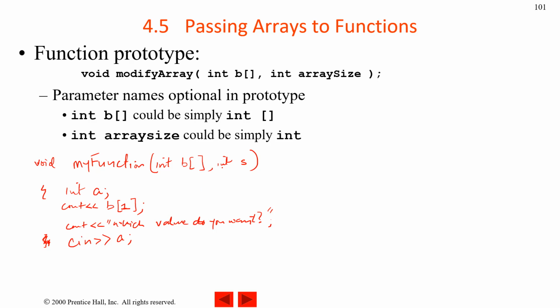Now here I need to be careful that what if the size of the array that was passed to me was 10, but the user says I want to print 20, so user enters 20 and I get 20 in my a. So here I need to look at if a is less than s, only then I can cout b of a, and this is my end of function.